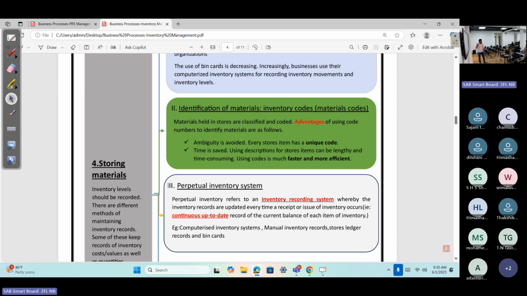Let me clear any doubt now. Under the storing process, first you have to record the items, and after recording, you have to assign an identification code, which is the inventory code. Why are we giving the inventory code? To identify easily. If you search for an item by description, it may take time. To save time and to identify easily, inventory codes are needed. Clear?